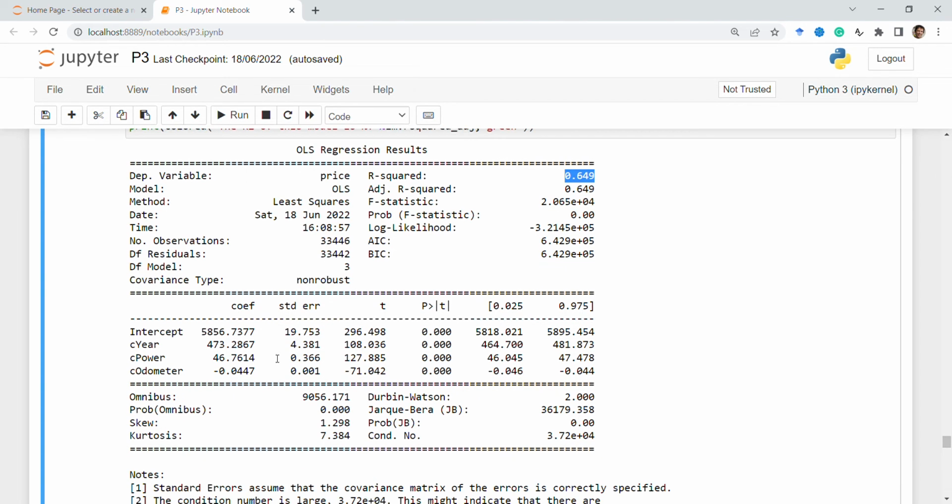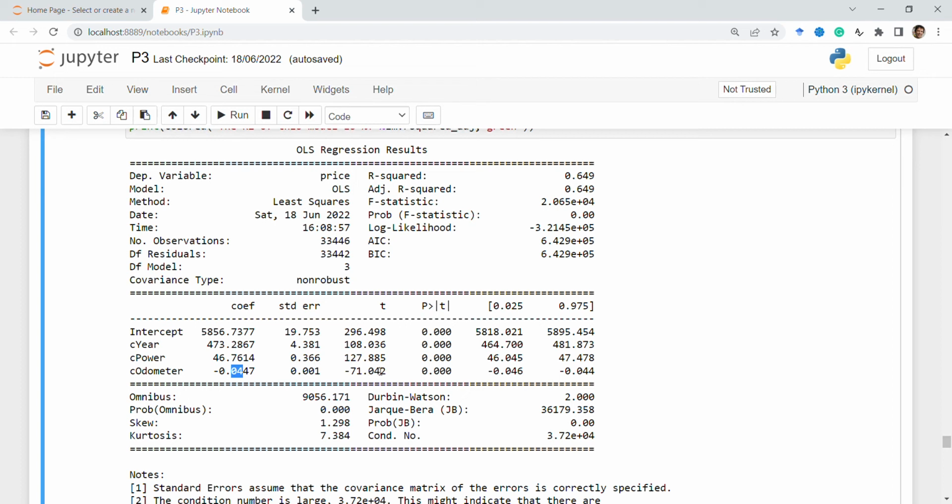And then we have here what is the intercept? The intercept is the average price, or somehow related to the average price, and then on top of that you get some values. So for instance, for every year your car is depreciated about $500, and every extra horsepower gives you an extra price of $50 per horsepower, and then every kilometer is subtracting from your value this amount.